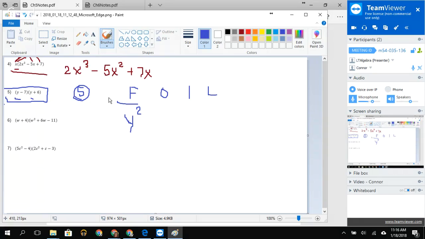Our outside terms are going to be y times 6, and it's positive, so plus 6y. Our inside terms are negative 7 and y, so negative 7y. And our last terms are negative 7 times positive 6, so negative 42. Okay, so then we have to combine our outside and inside, and we end up with y squared minus y minus 42. Not 14, 42.